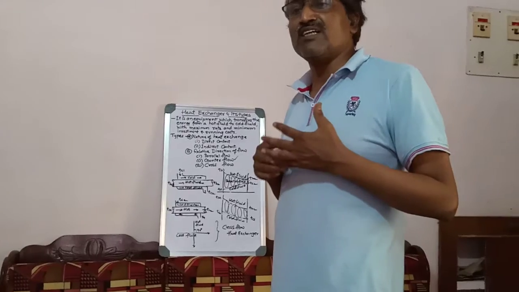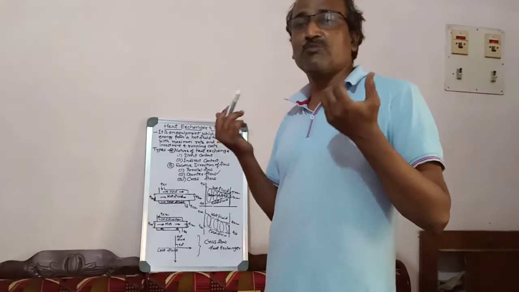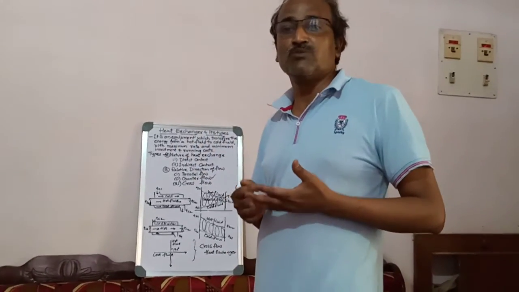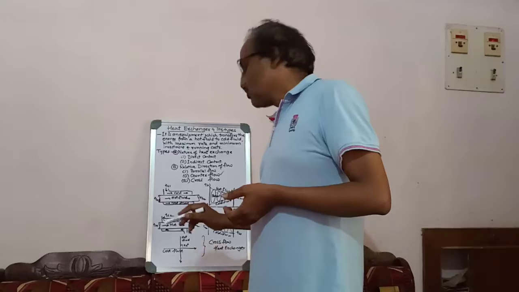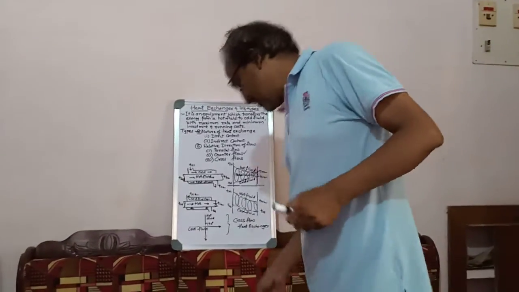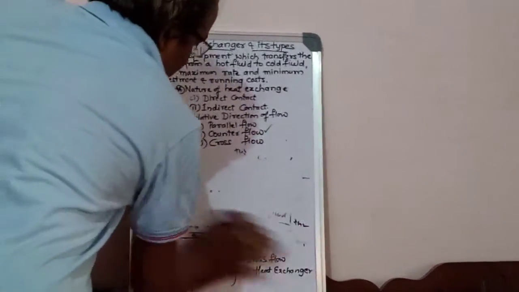A cross flow heat exchanger is provided whenever there is a peculiarity, meaning the space does not allow us to provide it another way, so only this arrangement is possible. There we can go for cold fluid and hot fluid like this. Another type is called evaporators and condensers. We'll see what is an evaporator and what is a condenser.